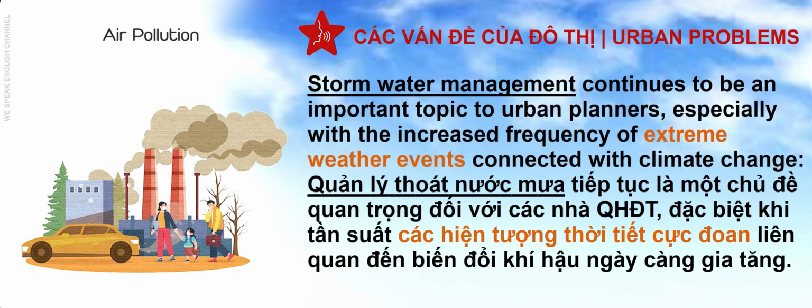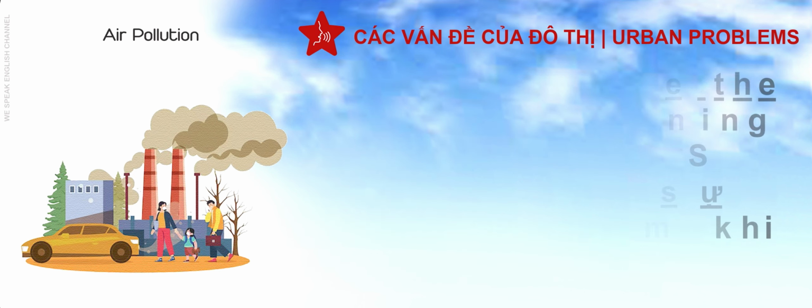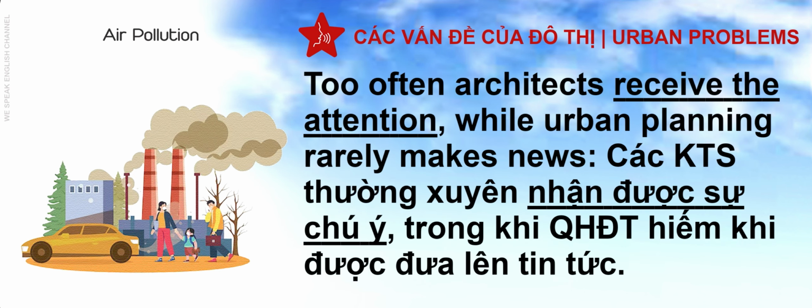Stormwater management continues to be an important topic to urban planners, especially with the increased frequency of extreme weather events connected with climate change. Numerous schemes were proposed to resolve these problems, but few succeeded. Too often architects receive the attention, while urban planning rarely makes news.